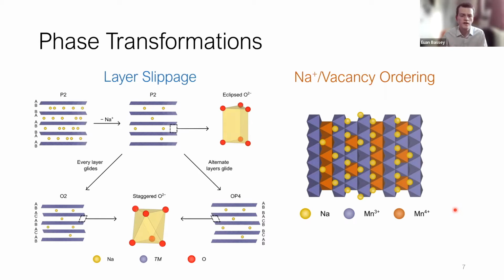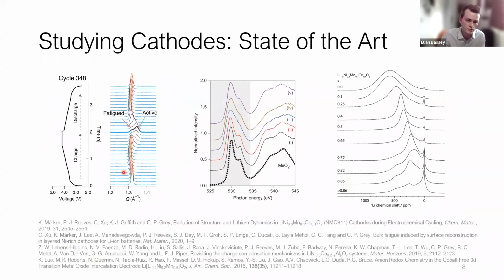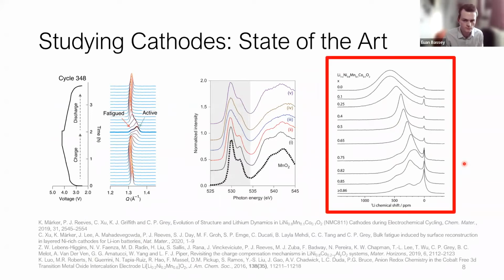So lots of effort has gone into trying to understand these phase transformations and trying to study them. Examples of this include X-ray diffraction, X-ray absorption spectroscopy, and of course NMR. And this is the thing we're going to be focusing on today.